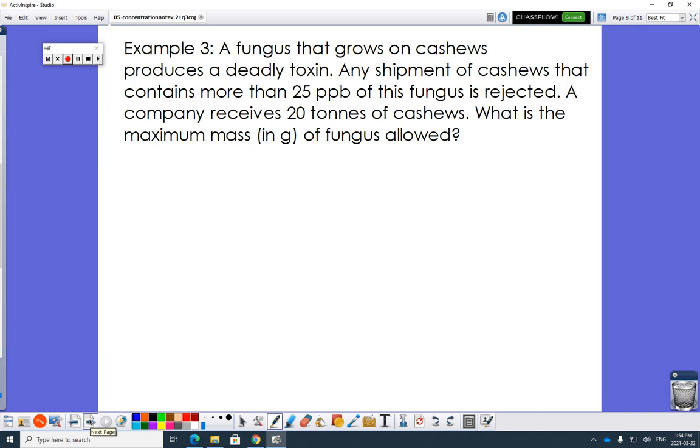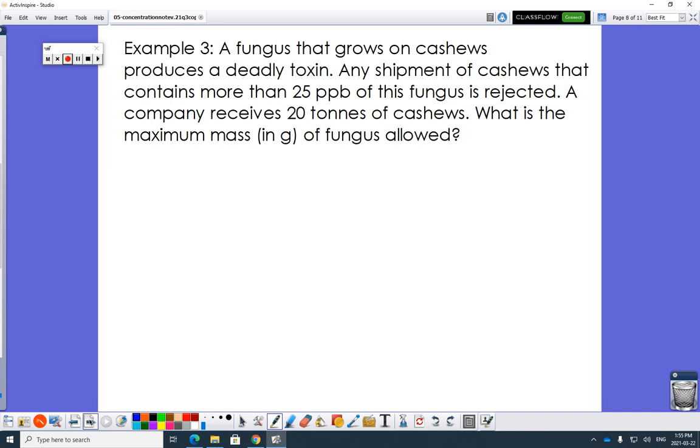So a fungus that grows on cashews produces a deadly toxin. Any shipment of cashews that contains more than 25 parts per billion of this fungus is rejected. A company receives 20 tons of cashews. What is the maximum mass in grams of fungus allowed?